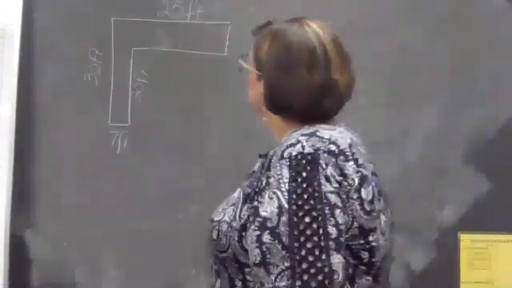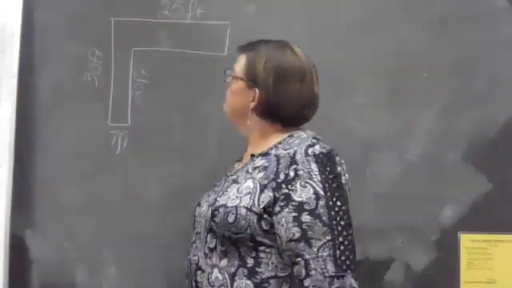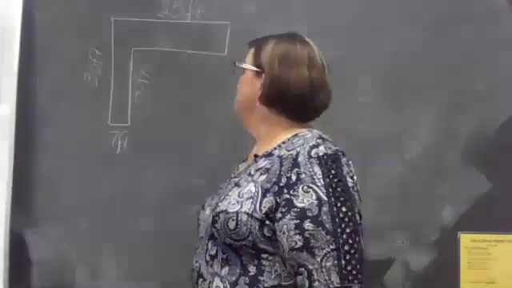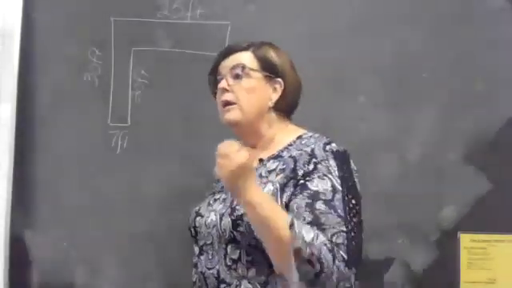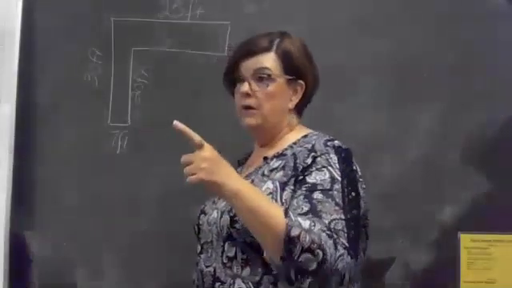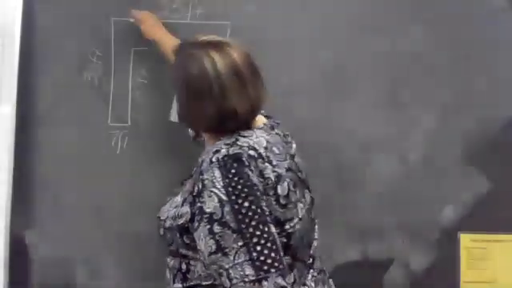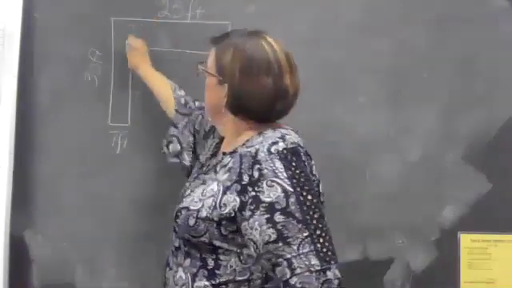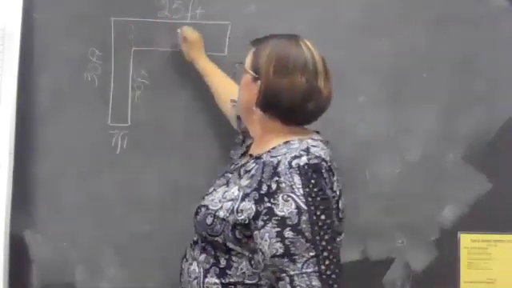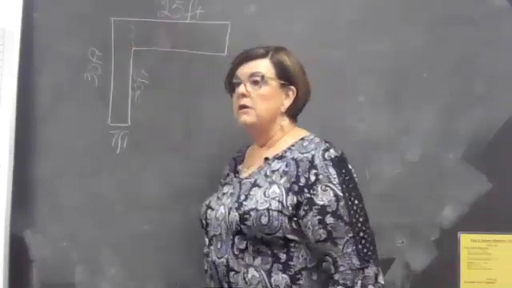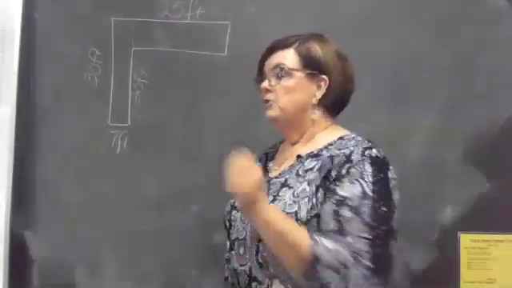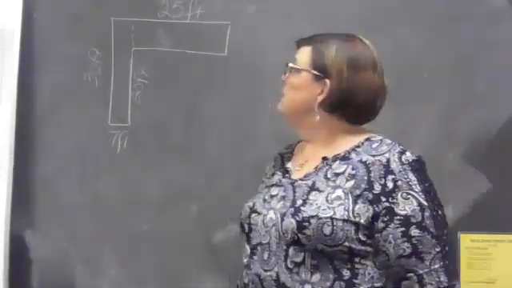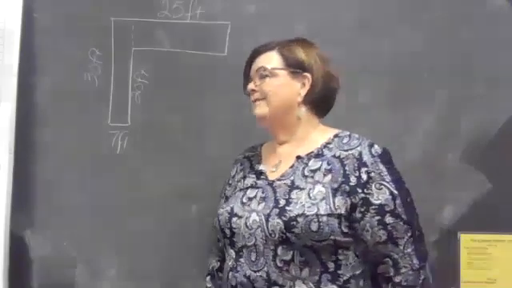However, we don't have a formula for this, do we? Probably not. Okay, but we have a formula for area of rectangles, right? So let's just break it up. And we're going to find the area of this one. Then we'll find the area of this one and just add them together. But you need to be careful about one thing. Sometimes the measurements aren't what they appear to be.